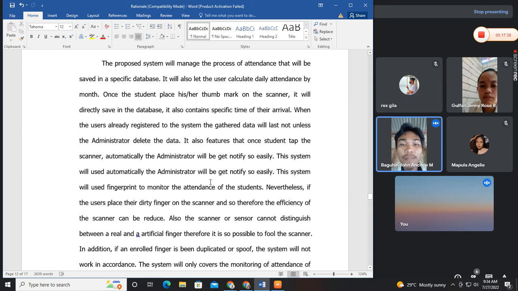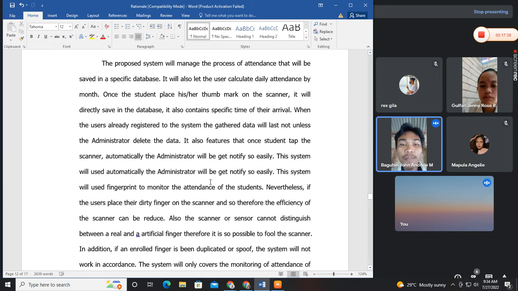Nevertheless, if the user places a dirty finger on the scanner, the efficiency of the scanner can be reduced. Also, the scanner or sensor cannot distinguish between a real and an artificial finger. Therefore, it is possible to fool the scanner. In addition, if an enrolled finger is duplicated or swapped, the system will not work accordingly.